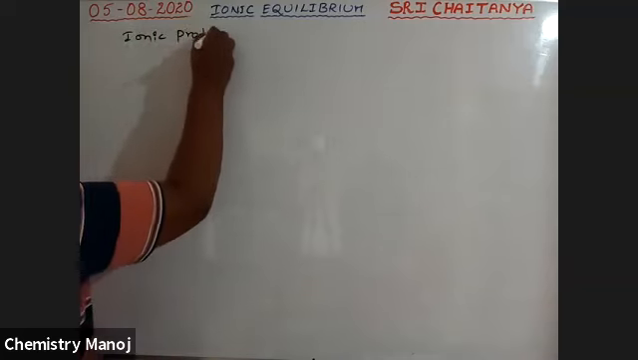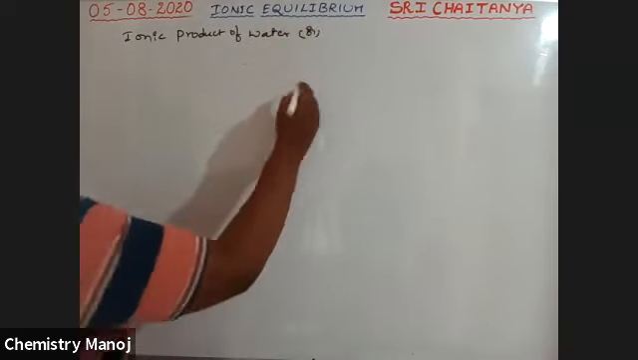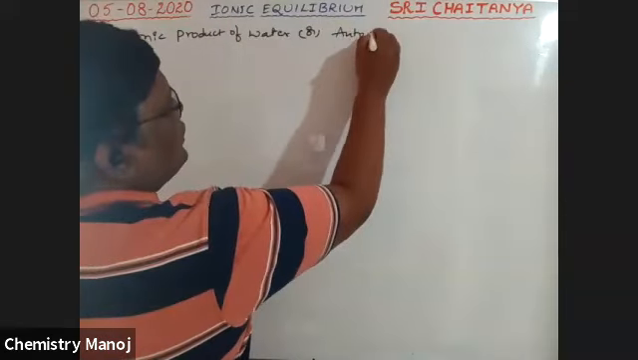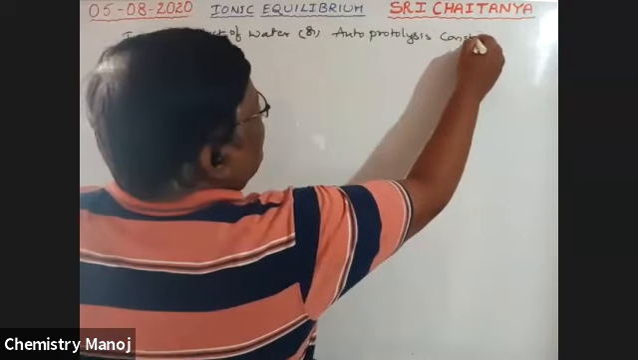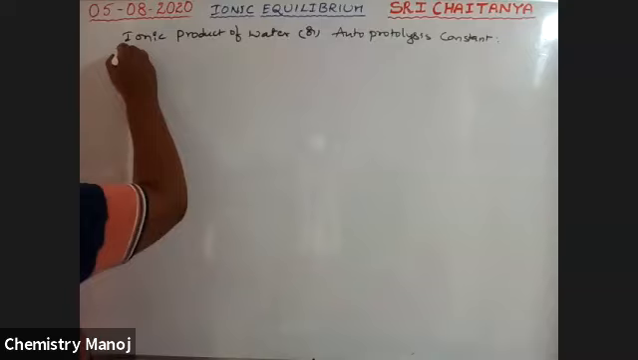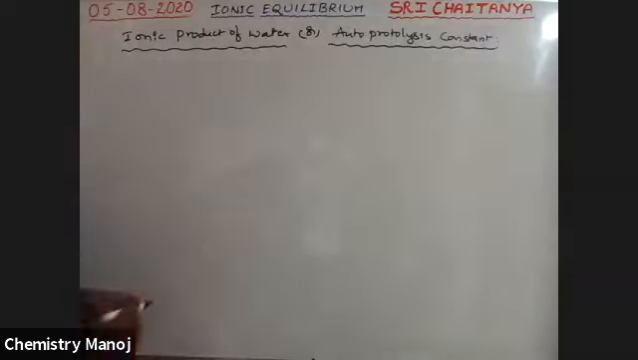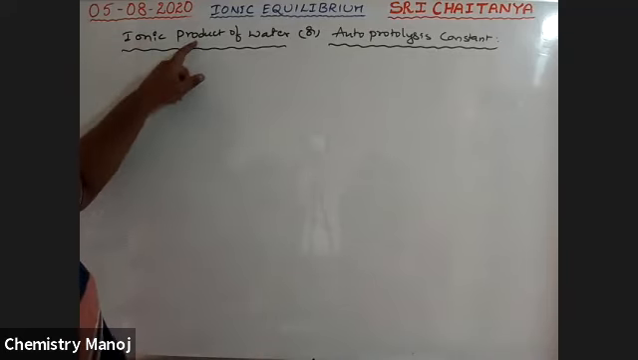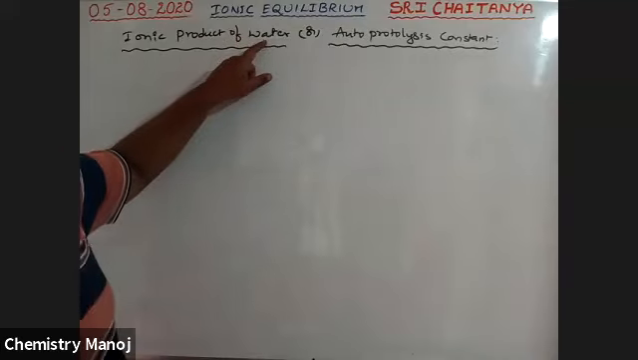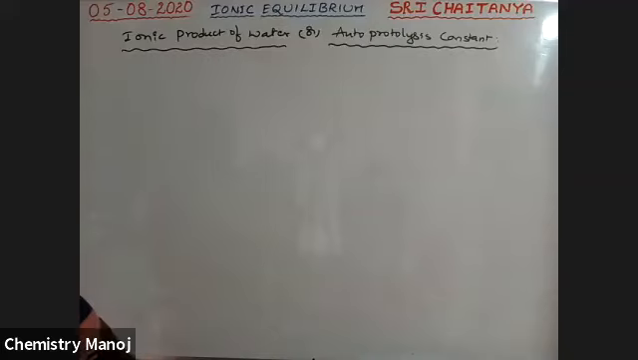Ionic product of water, or autoprotolysis constant. I just want to recall this one because this is the starting point for pH calculations. What is this ionic product of water? Ionic means ions. Ion concentrations that are present in water. So water has some ions, and the product of those ions' concentrations is called the ionic product of water.